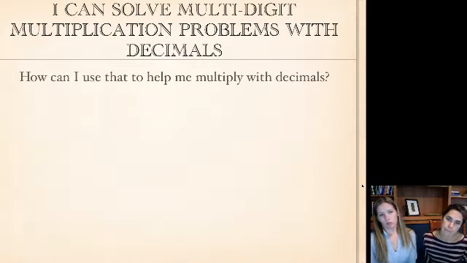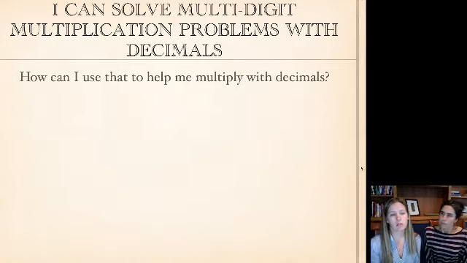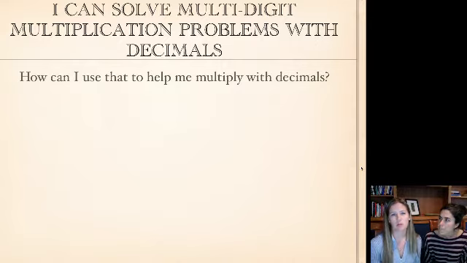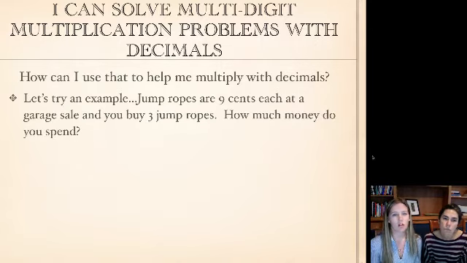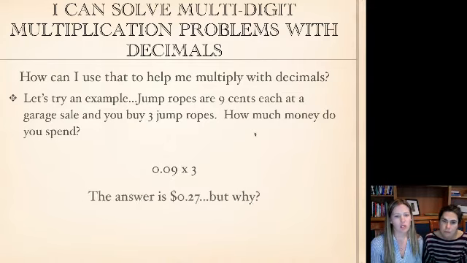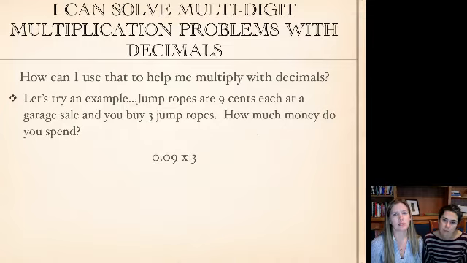So we are going to do some examples, like always. How can you use that to help you when you're multiplying by decimals? We're going to think of jump ropes. Jump ropes are 9 cents each at a garage sale, and you buy 3. Really good deal. They must be used. You buy 3 of them, so how much did you spend? You would multiply 9 cents times 3. We know the answer is 27 cents, but why? How do we know where to put the decimal?